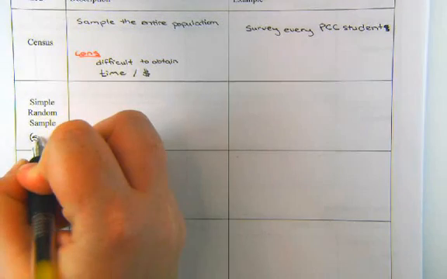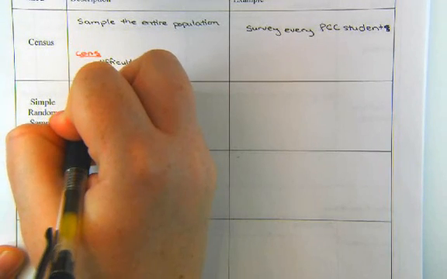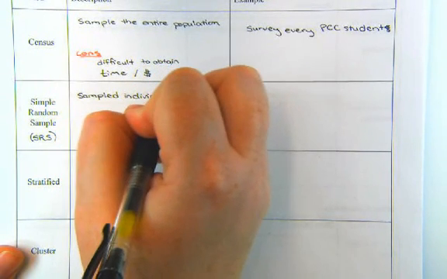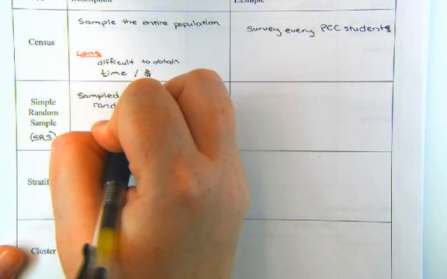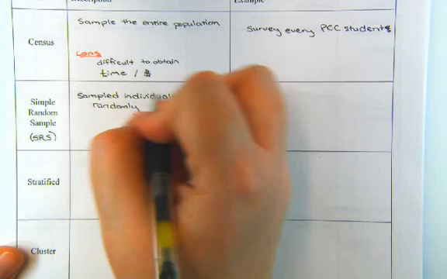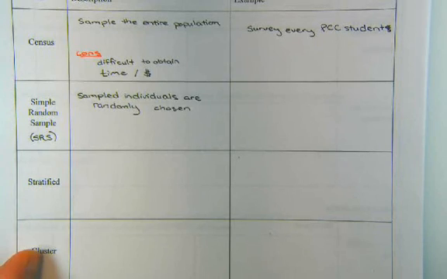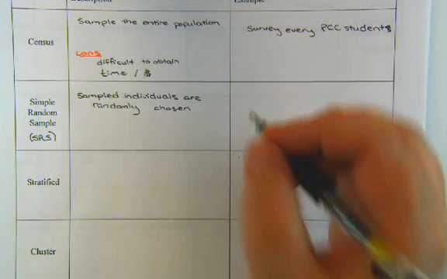What we could do instead is a simple random sample, or for short we can say SRS. A simple random sample is where sampled individuals are randomly chosen. And when they're randomly chosen, they should all have an equally likely chance of being selected. So something about randomness that we need to think about is that we as human beings are not so good at being random. So what we often do is use a computer to randomly select items for us.